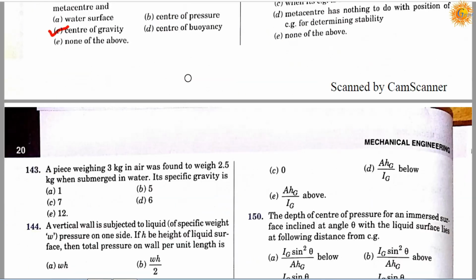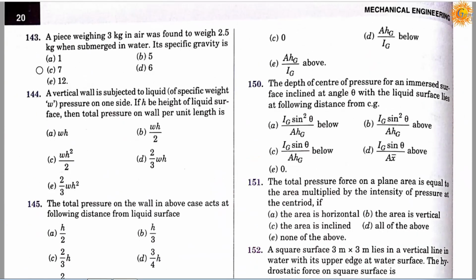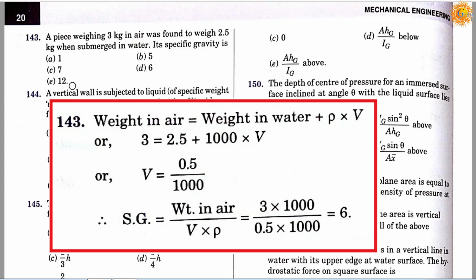Question number 143. A piece of metal weighing 3 kg in air was found to weigh 2.5 kg when submerged in water. Its specific gravity is option A, 1, option B, 5, option C, 7, option D, 6, and option E, 12. So the answer is D, 6, and the solution you can see here.